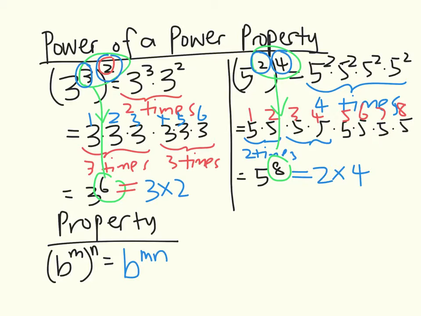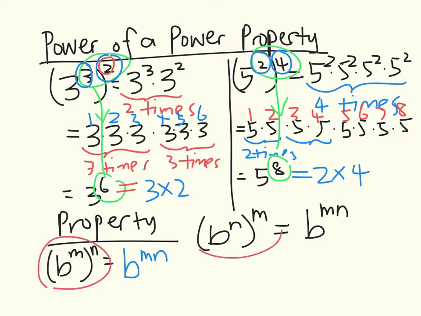Something for you to think about. If you look at (b to the power of m) to the power of n, that will also give you b to the power of n times m. And so basically you will get the same values. So these two are actually equal. Okay, thank you.